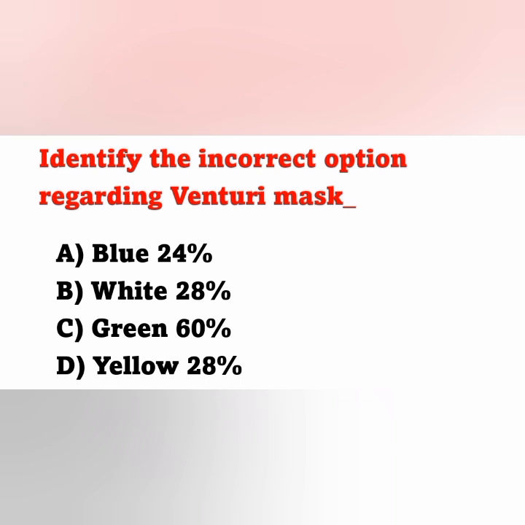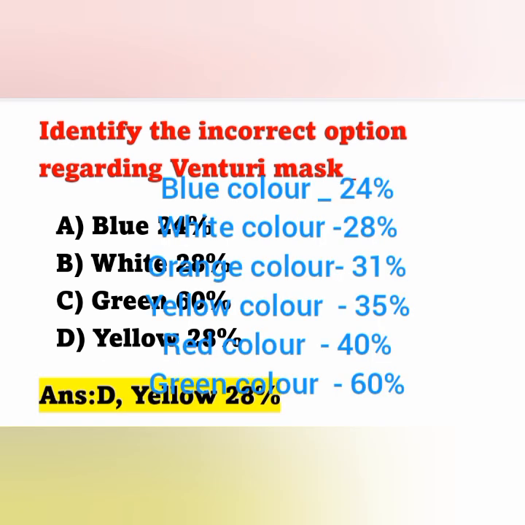First question, identify the incorrect option regarding Venturi mask. Options: option A blue color 24%, option B white 28%, option C green 60% and option D yellow 28%. Venturi mask delivers oxygen concentration from 24 to 60%. Different colors of Venturi mask deliver different concentrations of oxygen. Here the question is the incorrect statement, and the correct answer is option D, yellow color 28%.